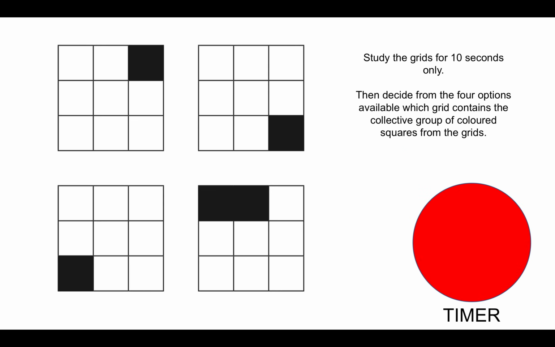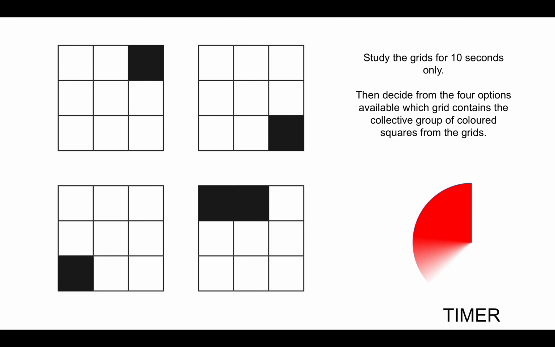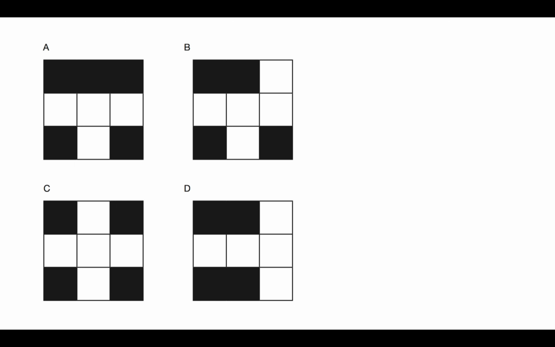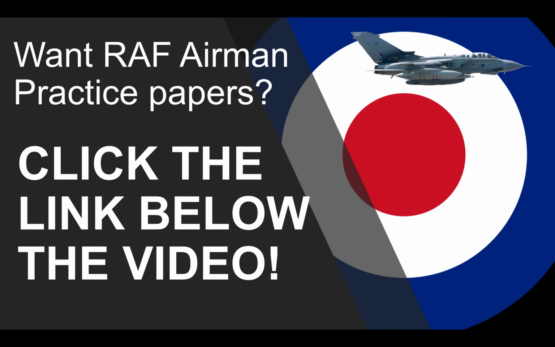Let's take a look at another one. Again, study the grids for 10 seconds only, then decide from the 4 options available which grid contains the collective group of coloured squares from the grid. You've got 10 seconds. I'll just leave that up for you to decide which is the correct answer. It's recalling your memory, and the correct answer is A.